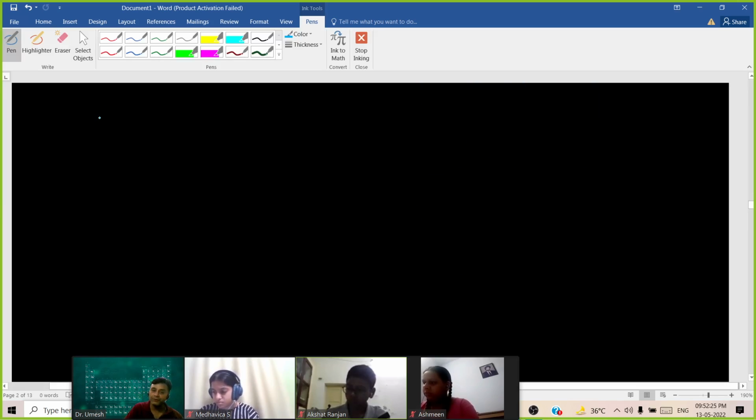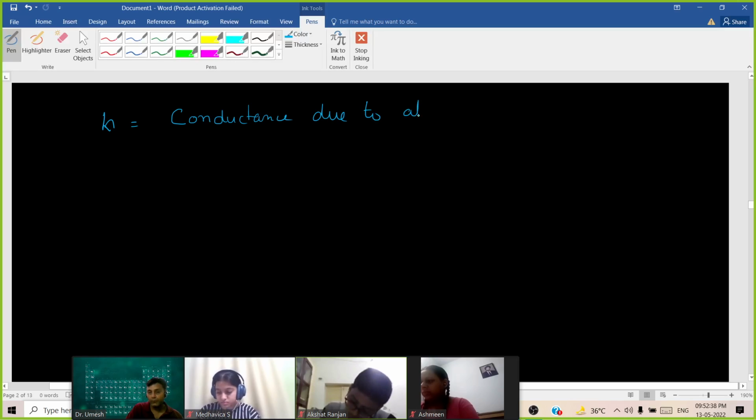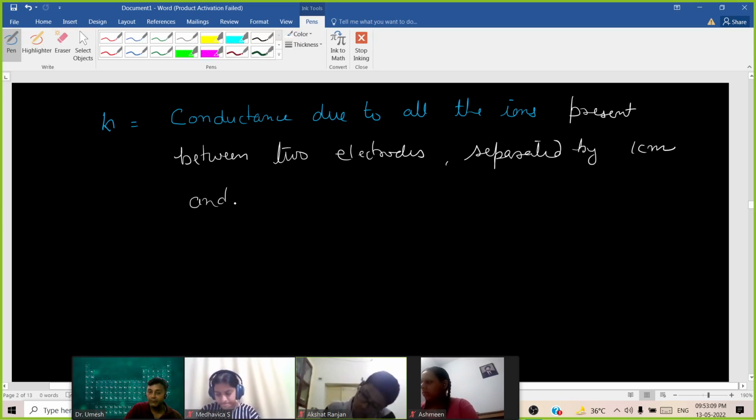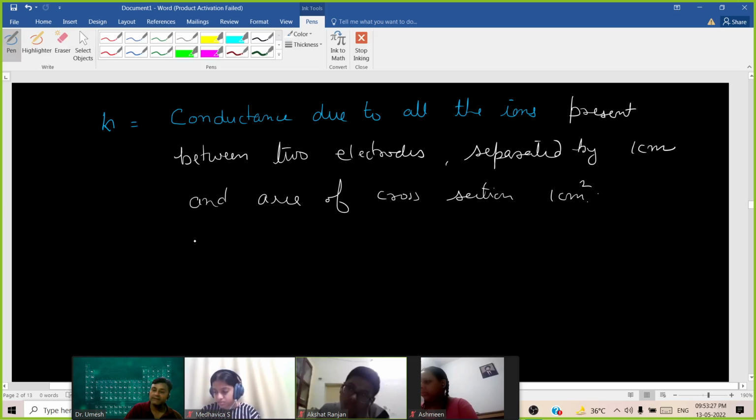Right? So write down a definition of the kappa, specific conductance. It is the conductance due to all the ions present between two electrodes separated by 1 centimeter and area of cross section 1 square centimeter.